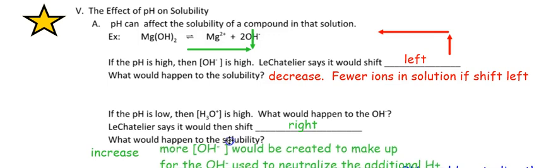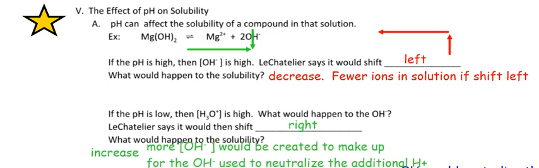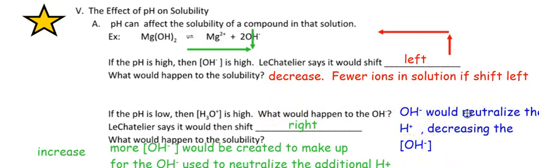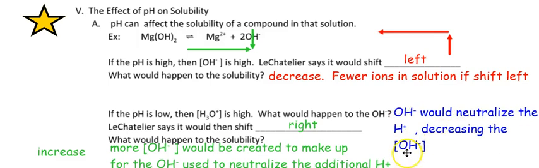So it says more hydroxides will be created to make up for the hydroxides used to neutralize the additional H plus. So what's going to happen to the hydroxide? I'm answering that right now. Hydroxide will neutralize the H plus, therefore decreasing the OH minus. That's what this green arrow down here is doing. So if I put H plus into the solution, hydroxide is going to neutralize it. So now I've used it up, so the hydroxide is going to go down, meaning it's going to shift to the right. So more of the magnesium hydroxide will dissolve. Therefore, the hydroxide is going to increase again, and solubility is going to go up. And if I put it in some more acid, the same thing keeps going until you possibly dissolve the entire amount.